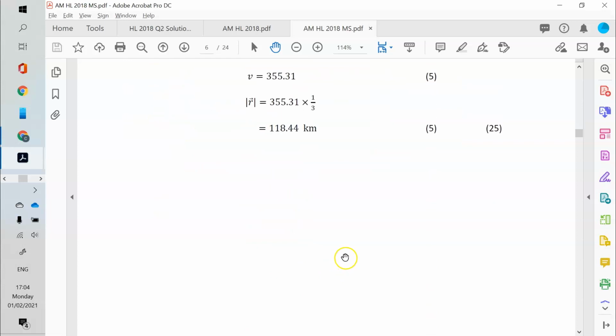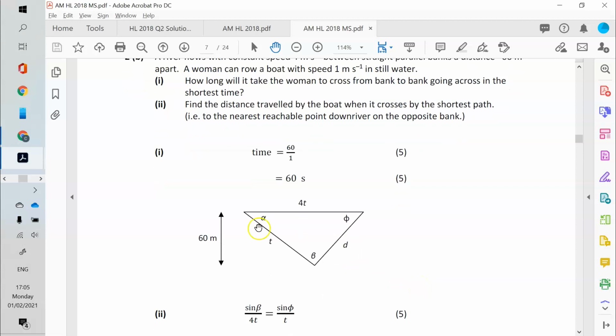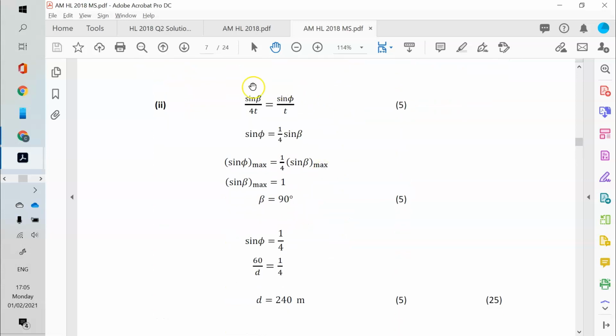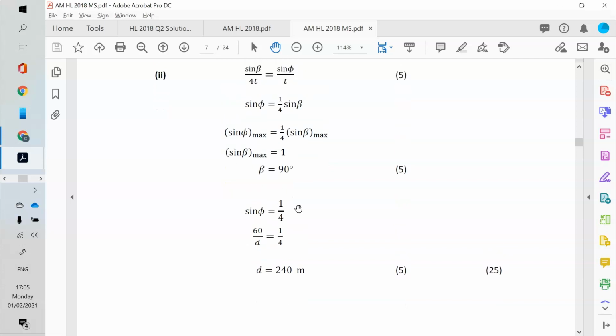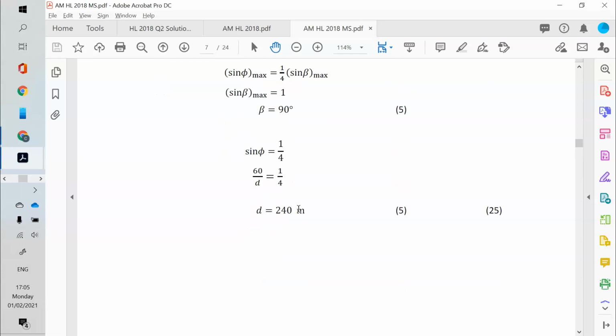So that's part A, and then part B is the question for our river flow question. They have a similar triangle drawn. You get 5 marks for calculating the time going across, just substituting into the equation, and then 5 more marks for calculating the answer. In part 2, they've used the sine rule, and you get 5 marks for substituting into the sine rule, then 5 marks for calculating the angle, and from there calculating the distance, another 5 marks.